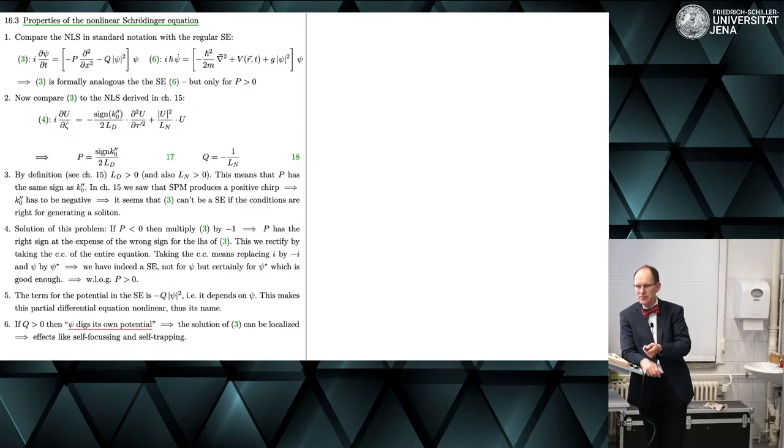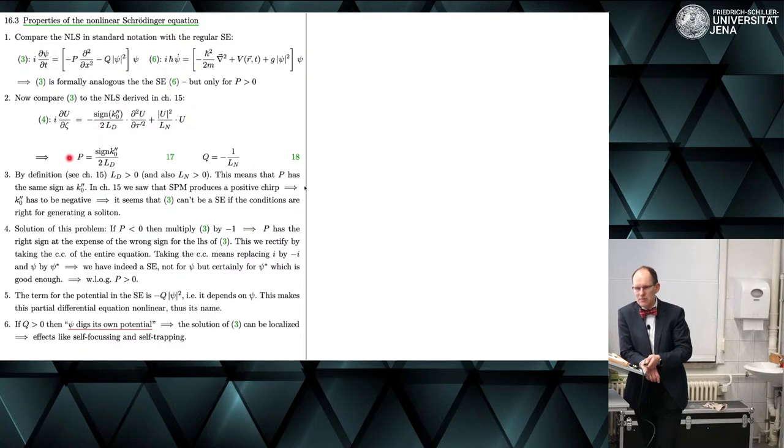So here we have it. In the form that I have presented already, it is formally analogous to the Schrödinger equation, but actually only if p is larger than zero. So if p is smaller than zero, we would have a positive term here. Now, let's see whether this is fulfilled with our nonlinear Schrödinger equation. So here we have it.